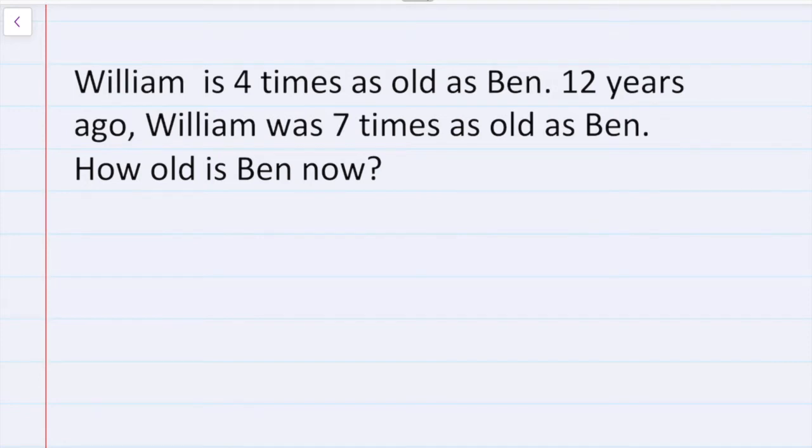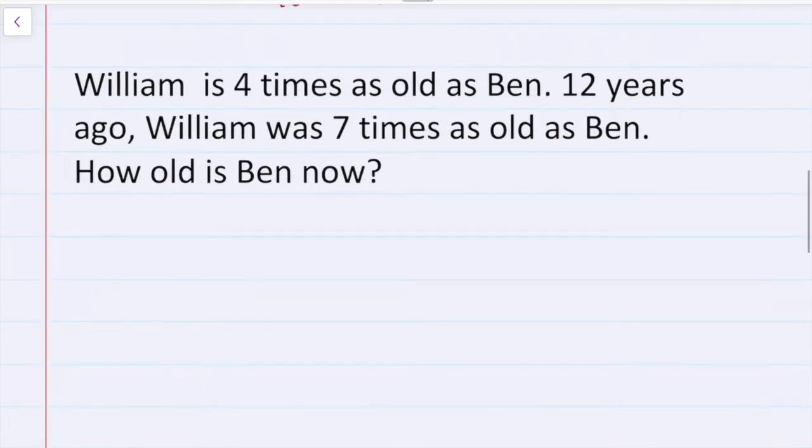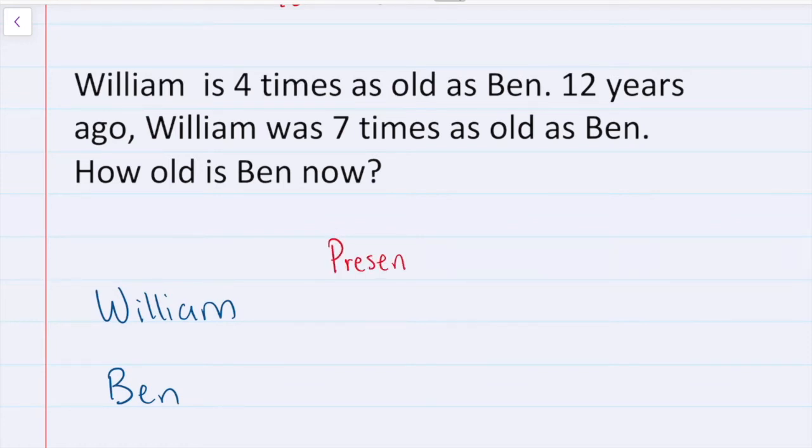Well, if we want to set this problem up, the first thing we've got to talk about is that we're talking about two people. So how about we write them down? We have William, the first person we talked about, and we also have Ben. Now, we are talking about William and Ben in two different places. We're talking about the present, right now. And where else in time are we talking about them? In the past. So let's write this down and set it up, guys.